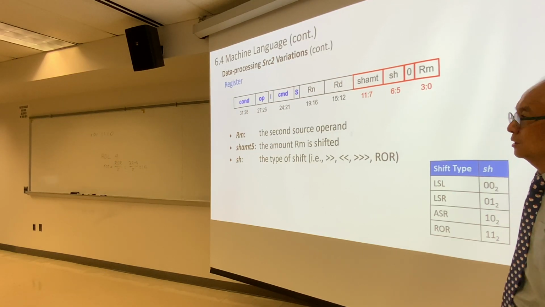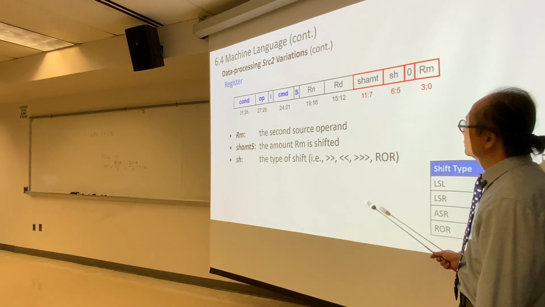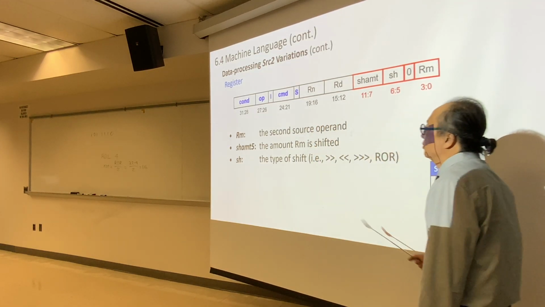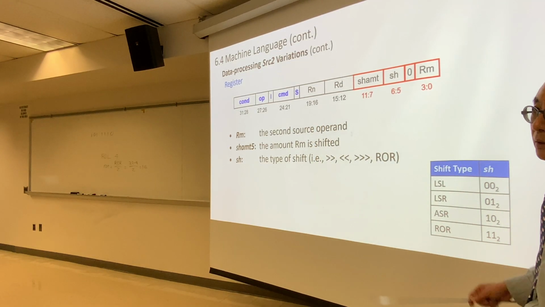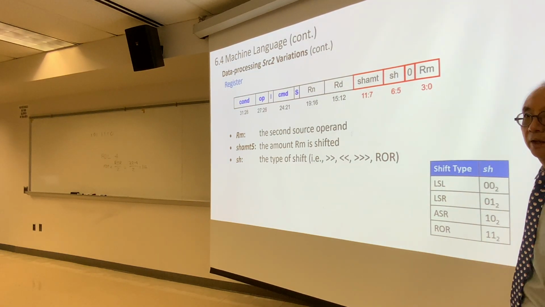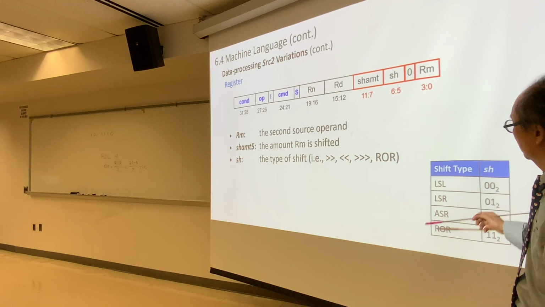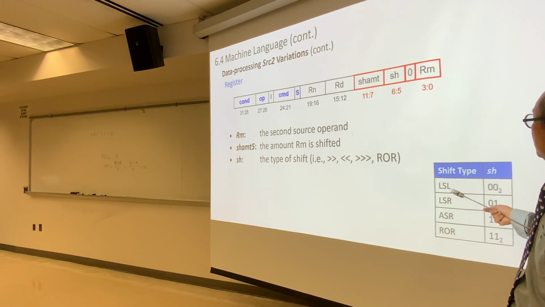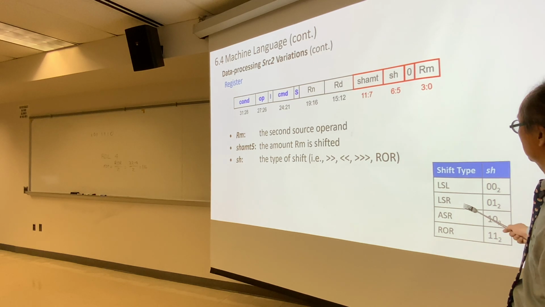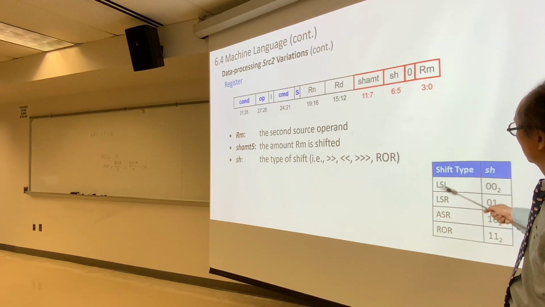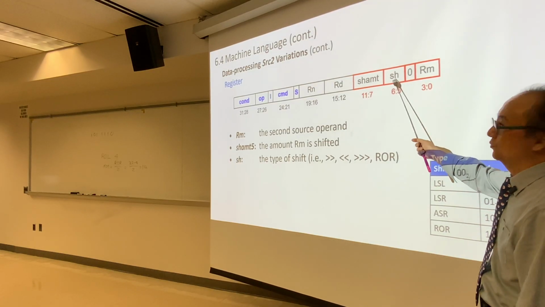The registers: if you have another register and we need to shift the content of that register before we add, subtract, or anything, we can have that. That's the third variation from data processing instructions. Logically shift to left is 00, logically shift to right, arithmetic shift to right, and rotate right. Those are the 4 different ones we can fit in here.